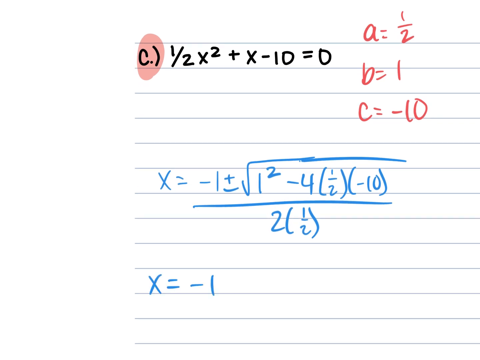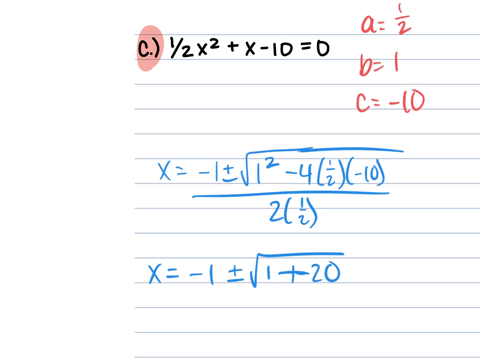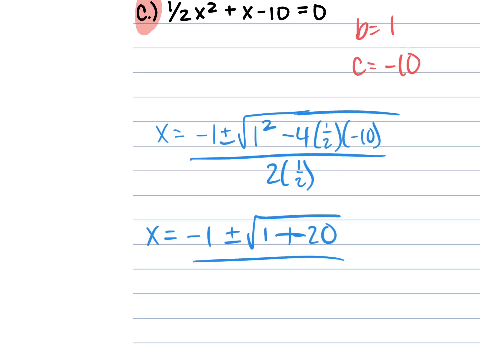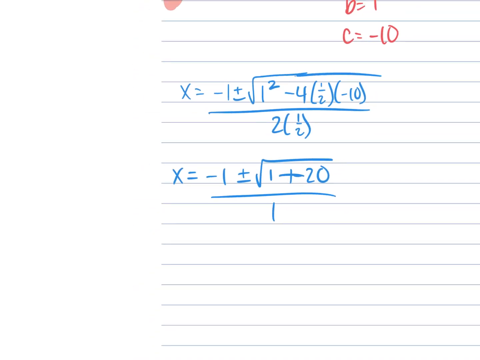And then as you said, we square 1 and we just get 1, so it's going to be x equals -1 plus or minus the square root of 1 minus, what's 4 times 1/2? 2. And then times -10? -20. Do you guys agree that's going to be a double negative? So that would change into a positive. So it's going to be plus 20, all over, and Alec already said, 2 times 1/2 is 1. Okay? Do we know the square root of 21? So it's going to be x equals -1 plus or minus the square root of 21.